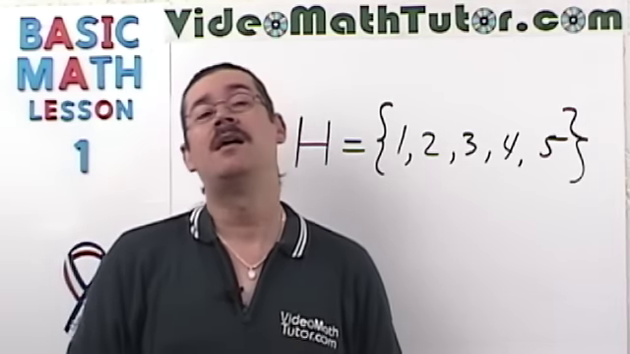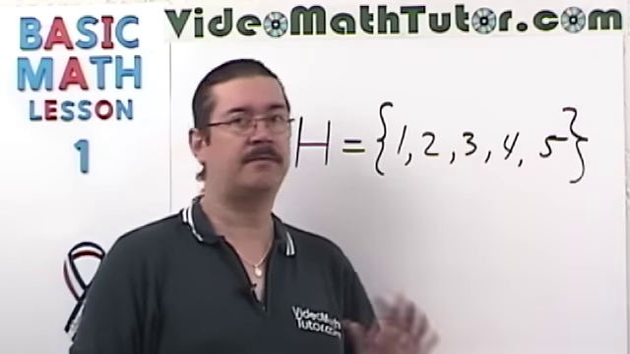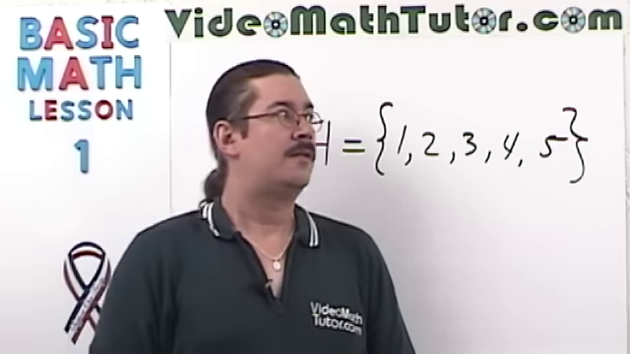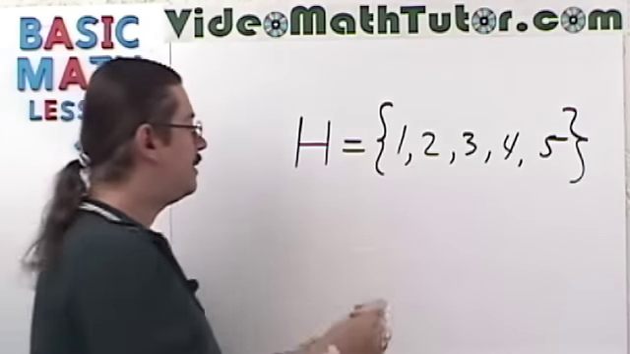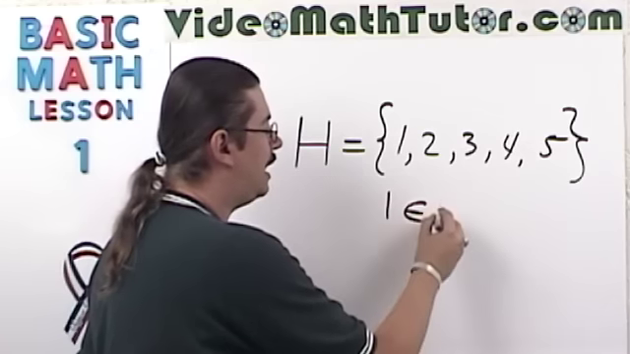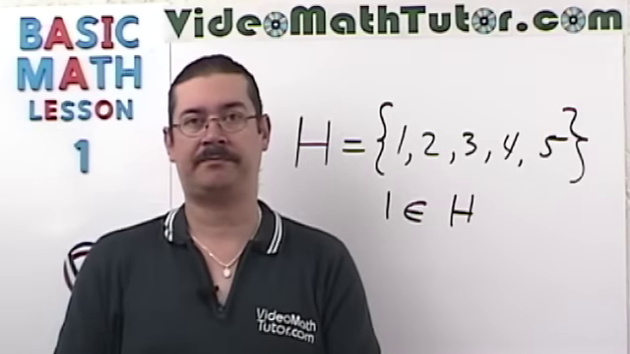Sorry. There's also no repetition. I can't have 1, 1, 2, 2, 2, and so on. That's just one of each. All right? Now, if I want to say that 1 is an element of this set, I would use this symbol right here. So 1 is an element of set H. That's how I would read that.